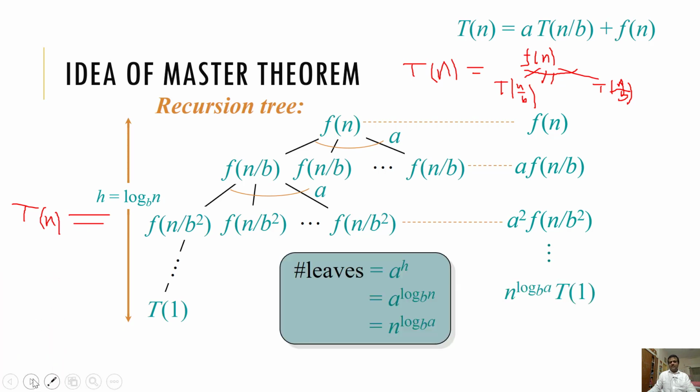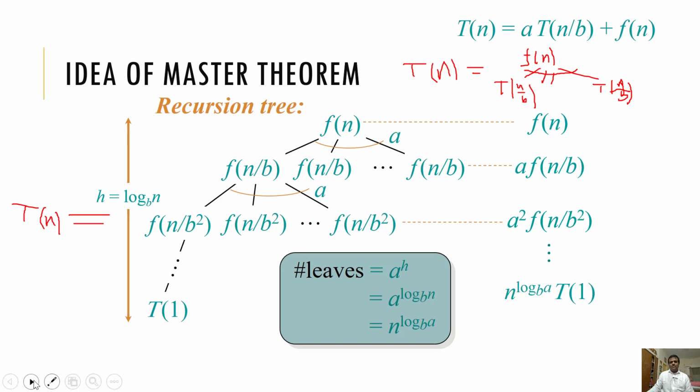Now, how many leaves are there? a to the power h, because the number of leaves means the number of nodes at the h level. The number of nodes at the first level is a, and at the second level, if you start with level 0, it is a squared. Similarly, the number of nodes at level h is a to the power h. That is basically a to the power log n base b, which is n to the power log a base b, and that is the cost at this level, the time you are spending recursively solving.